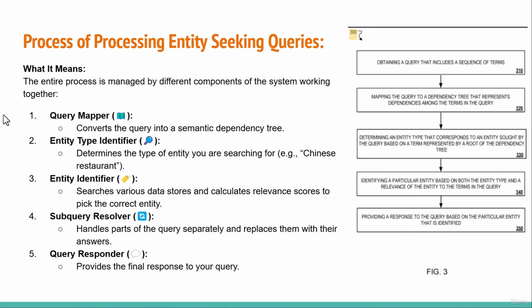First, the query mapper basically converts the query into a semantic dependency tree. Next, the entity type identifier determines what the user wants to find in the query: a person, a place, a restaurant, or something else. Following that, the entity identifier looks at the data and calculates the relevant score to pick the correct entity. Then comes the subquery resolver, whose job is to break down the query and then provide the answer. After that is the query responder. This is the final step, and it provides the response to your query.